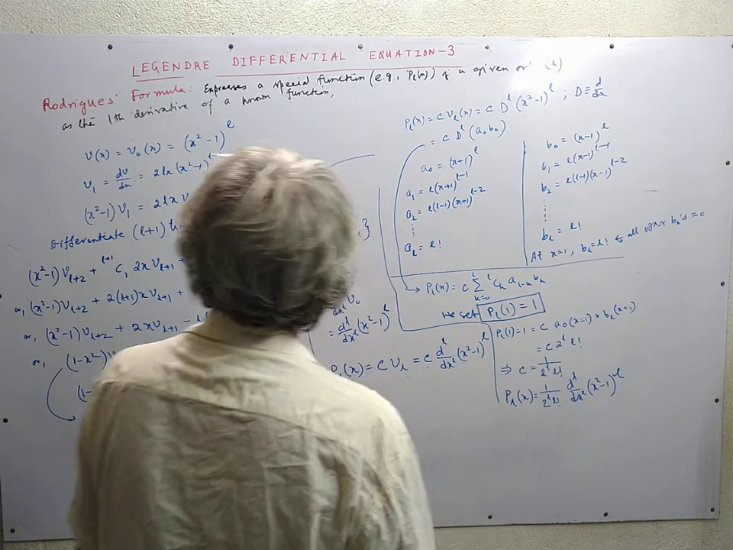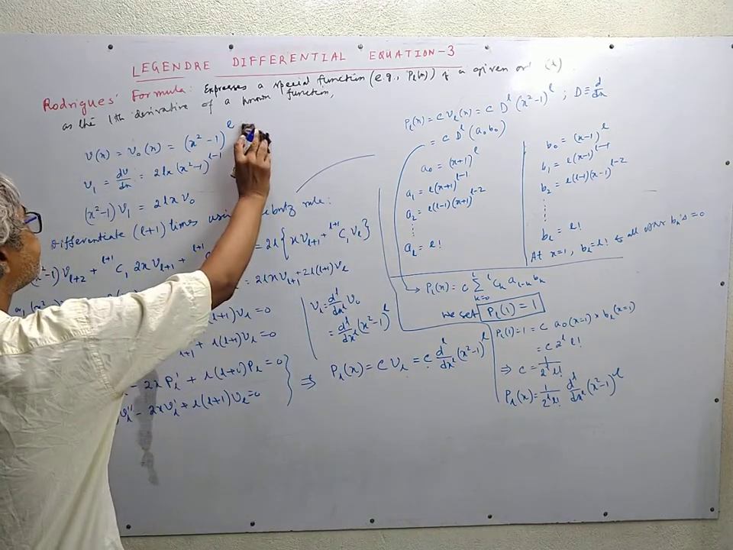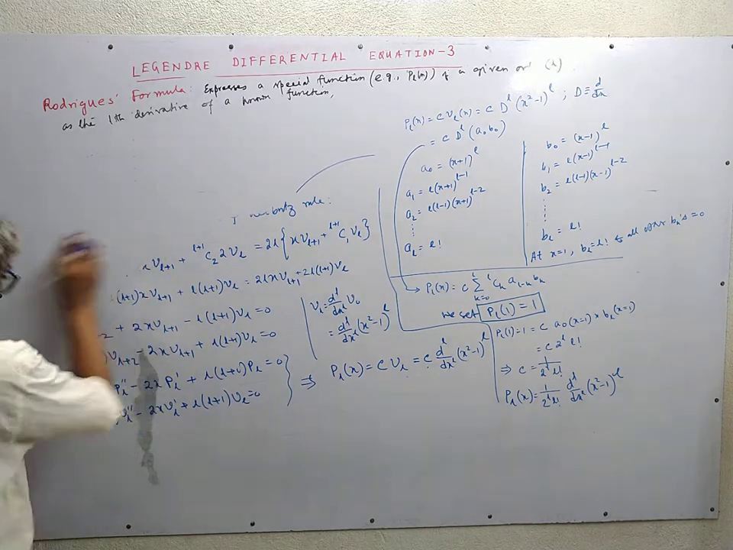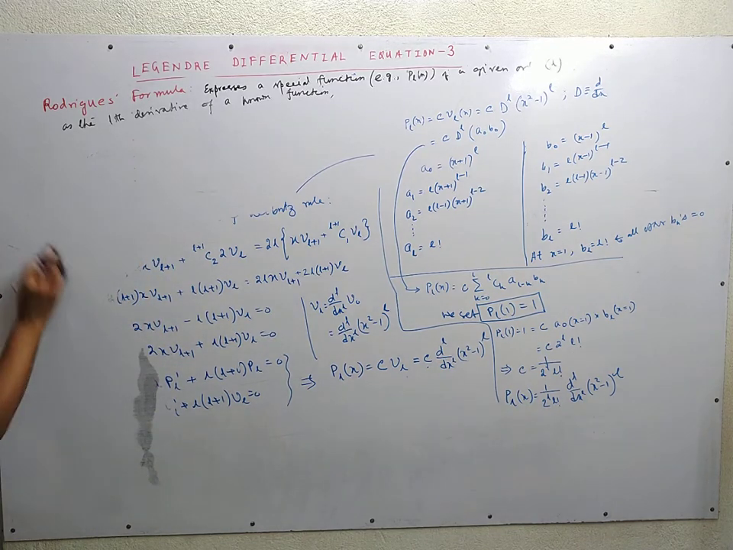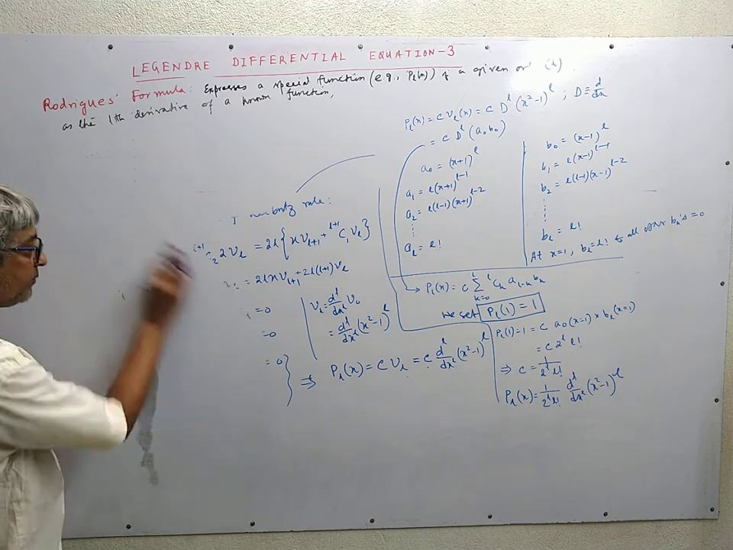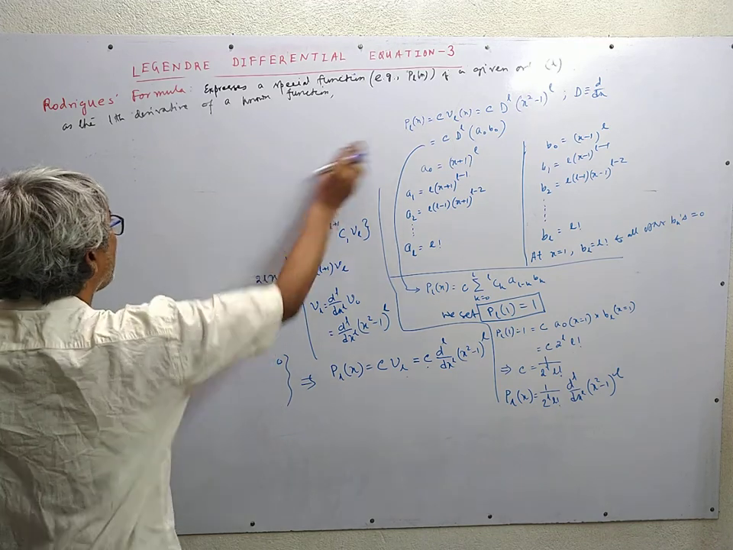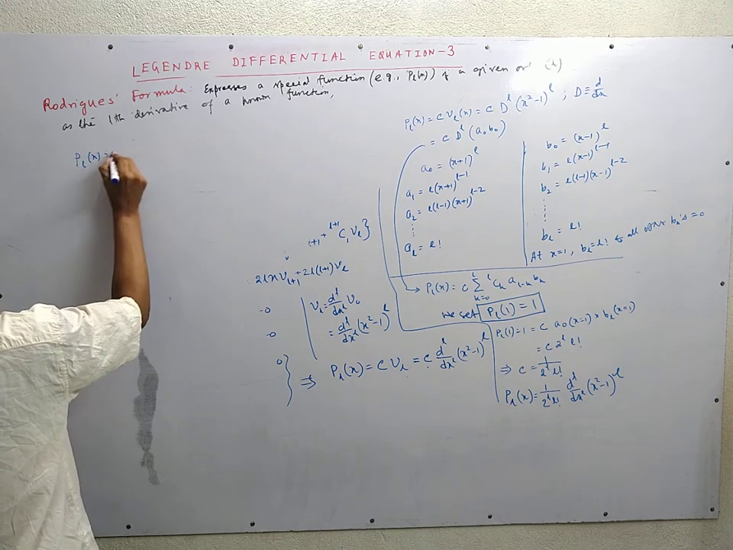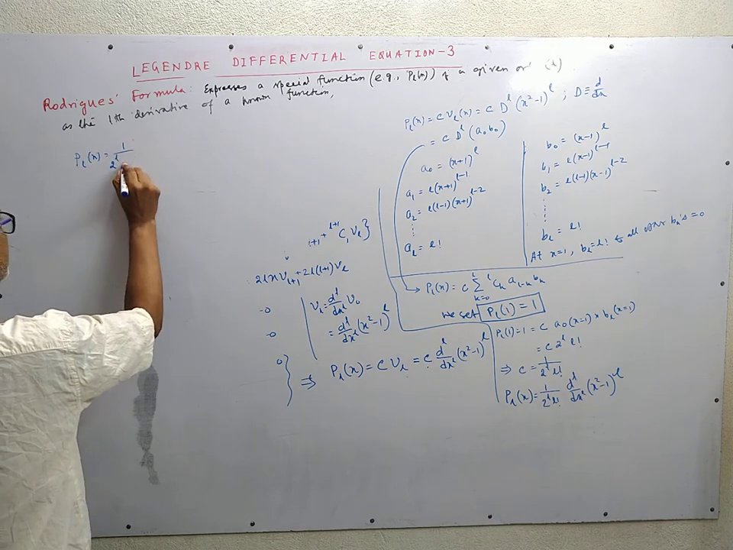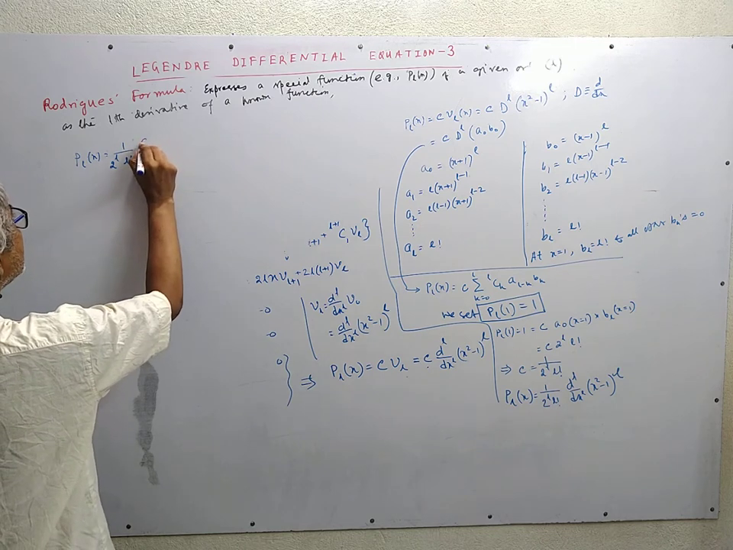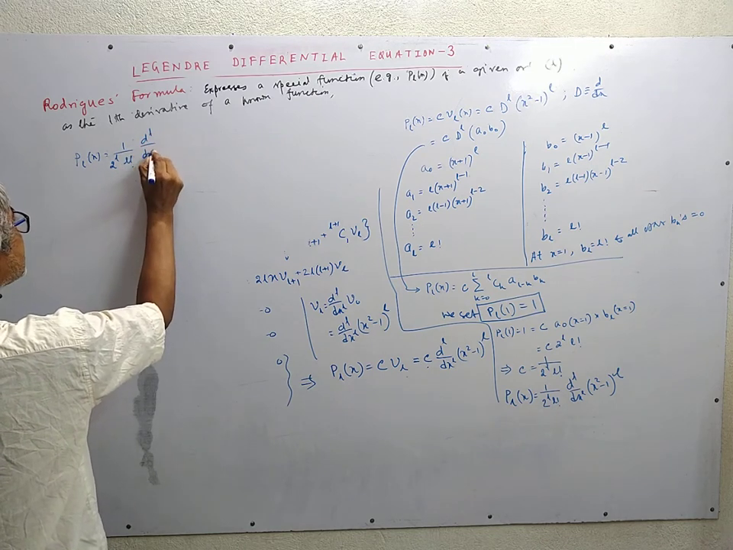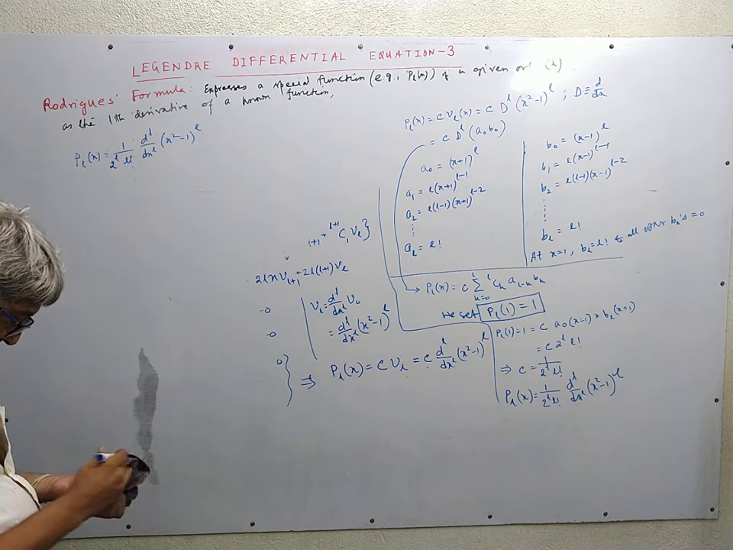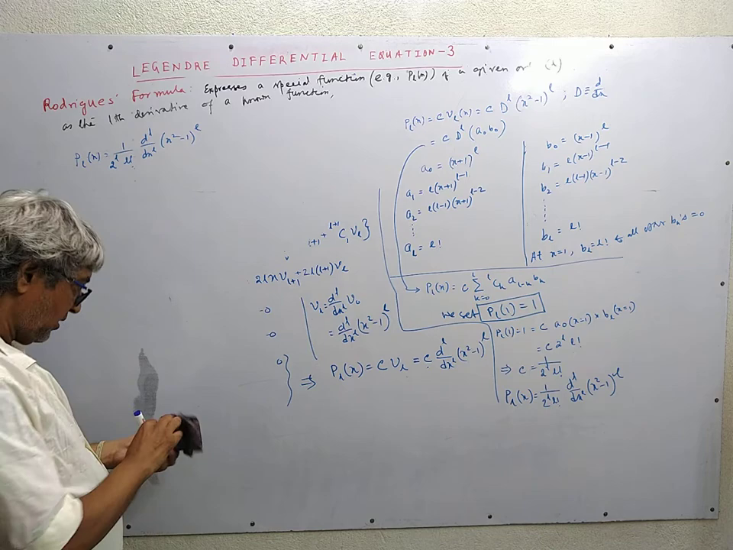Let me apply this to calculate the Legendre polynomial of a few lower orders. So the Rodrigues formula is PL of x is equal to 1 upon 2 to the power L factorial L, d^L/dx^L of x square minus 1 to the power L. This is the summary that we have done all through.